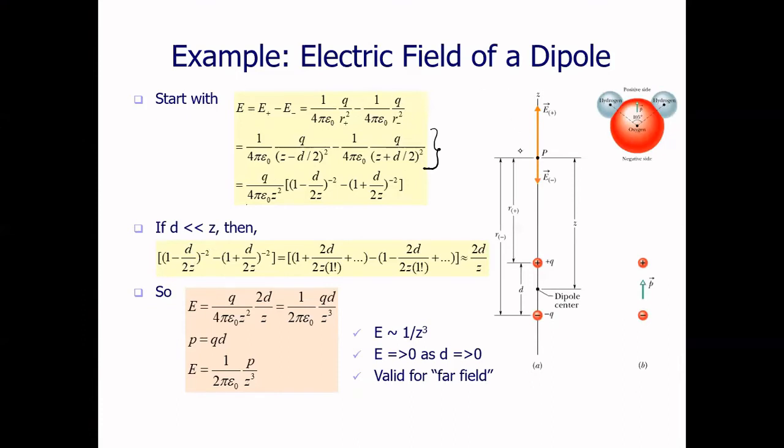Now, the binomial theorem is basically an approximation where you are assuming that this number here is very, very small. If this number is very, very small, what does it mean? It means that Z is very, very big. Now, what is Z? Remember, Z is the distance from the middle of the dipole to the point where you want to calculate the electric field. So by virtue of us applying the binomial theorem, we are assuming that the result that we'll get will only be valid for a far field. What does it mean, far field?